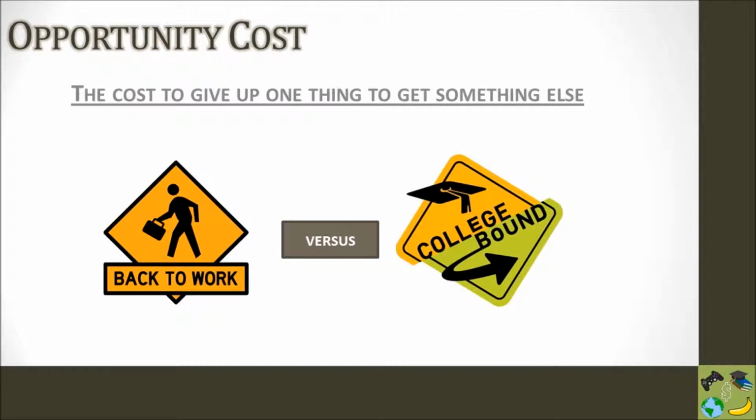If you go to school, the opportunity cost is the money that you would have made from working full-time from the age of 18 to 21 or 18 to 24 in some cases. The cost also includes the money that you lose to tuition and books and renting and boarding and living expenses. In addition to that, it also includes the loss of leisure time.